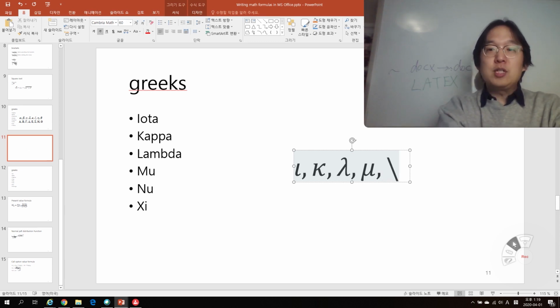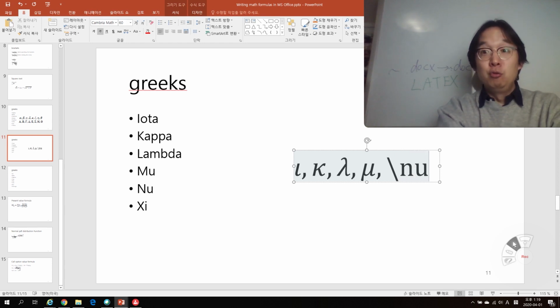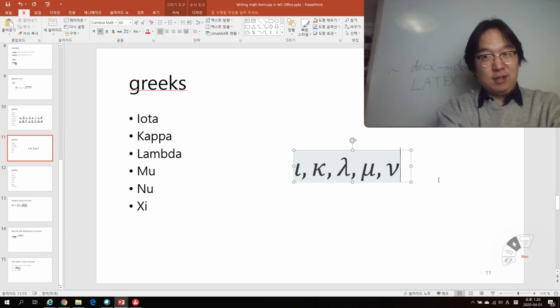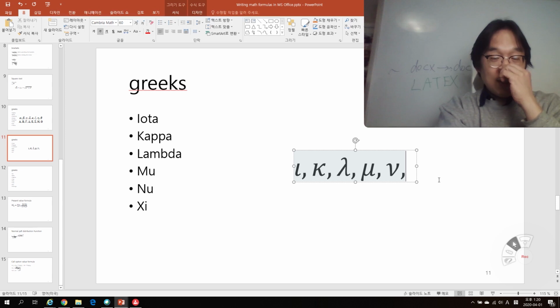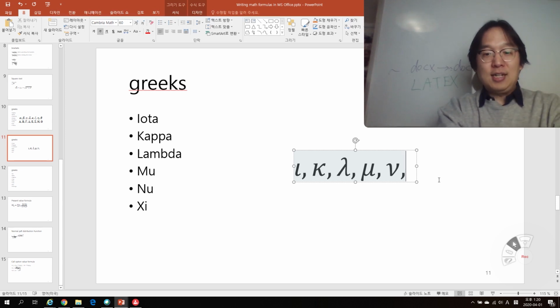The next one is nu, okay? Nu, not new. Nu. How would it look like? Looks like V, interestingly. Okay, nu. And then the next thing is xi, right? Xi. And then that's backslash xi, xi, okay? Not z, it's like xi, right?